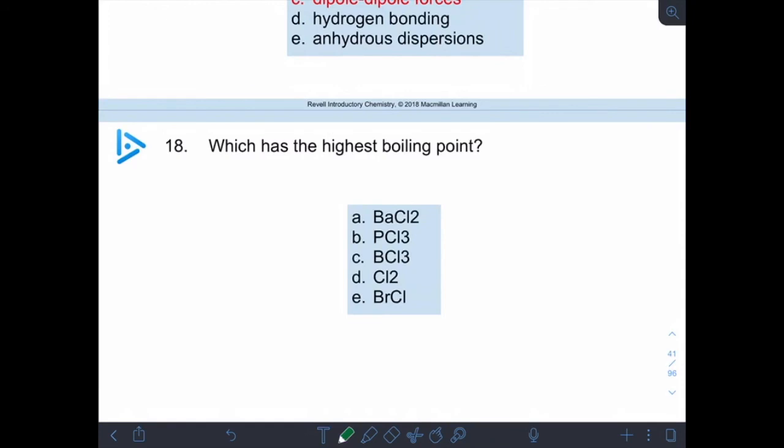Which has the highest boiling point, and by this we want strongest forces. Okay, and these are all pretty much the same. They're all something bonded to a chlorine. Okay, so in this case, I want to look for the heaviest. Okay, and in which case, if I go through and I look, I'm going to find that barium chloride is the heaviest of this group.